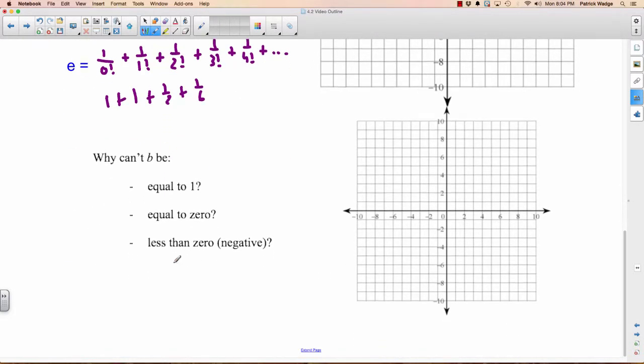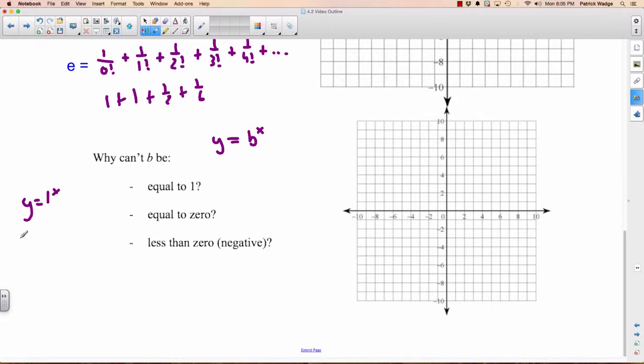Okay, the last thing, again very quickly, I just want to look at why b can't be equal to 1, be equal to 0, and be less than 0. So remember, what we're looking at today is equations of the form y equals b to the x. And when we wrote this down at the start of the lesson, we said that b cannot be equal to 1. Why not? Well, that would give us an equation y equals 1 to the x.